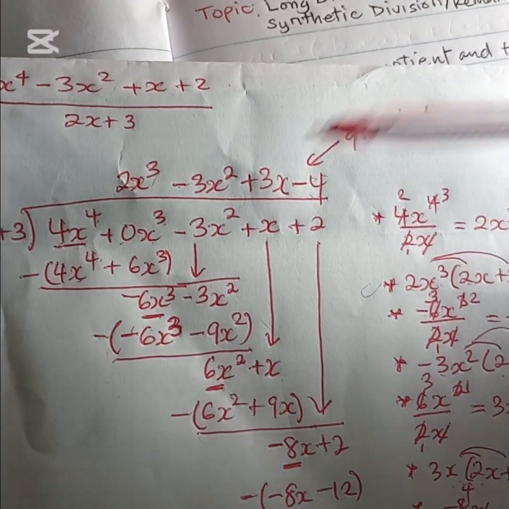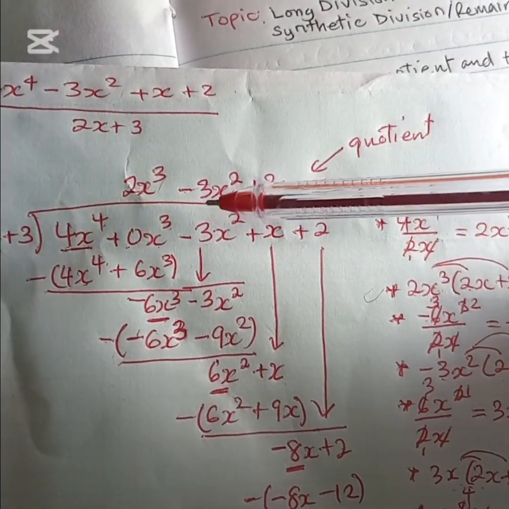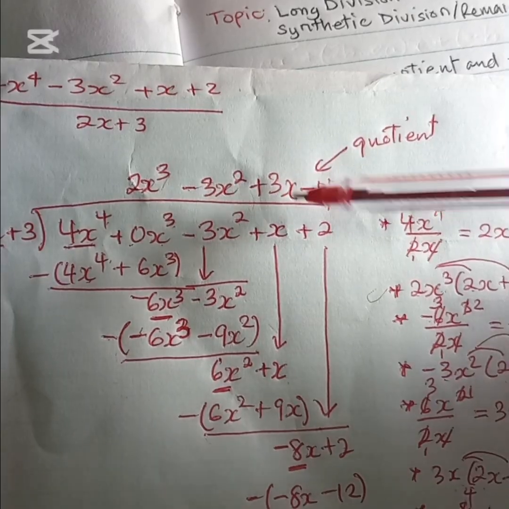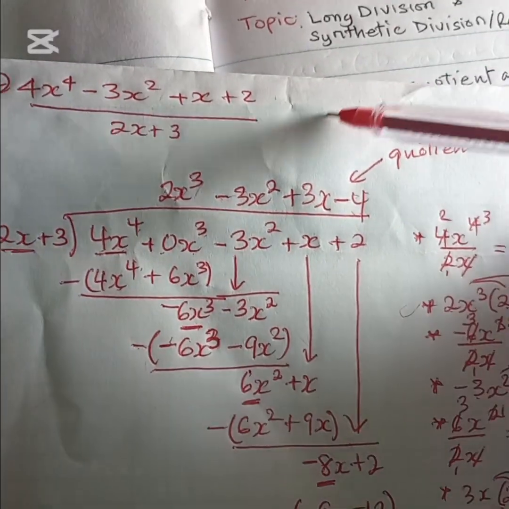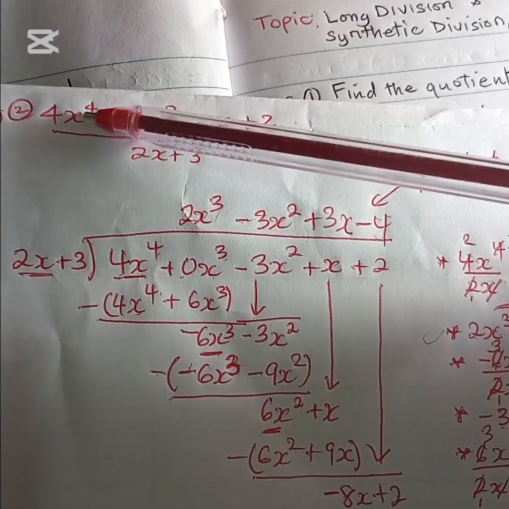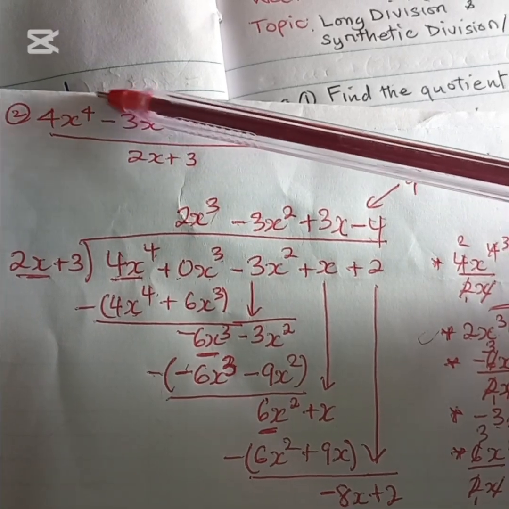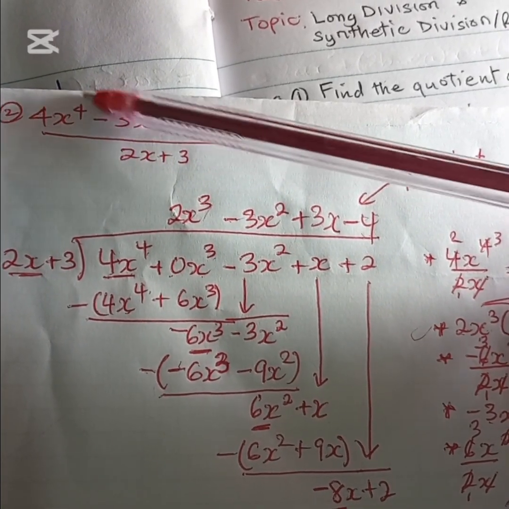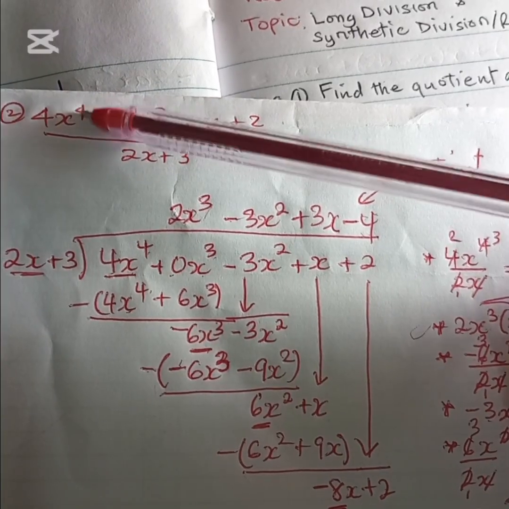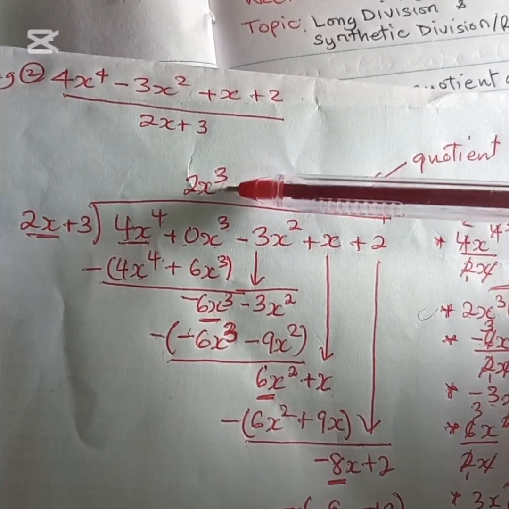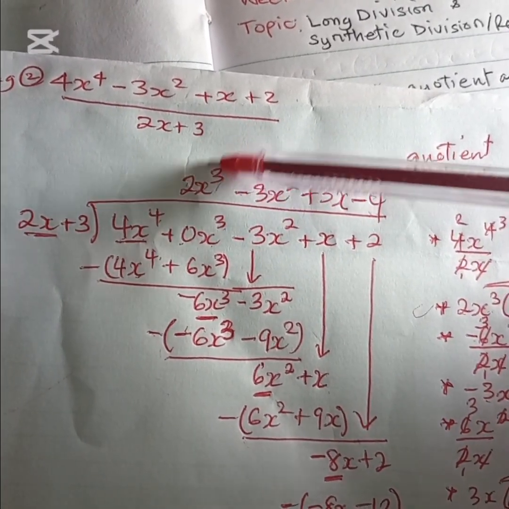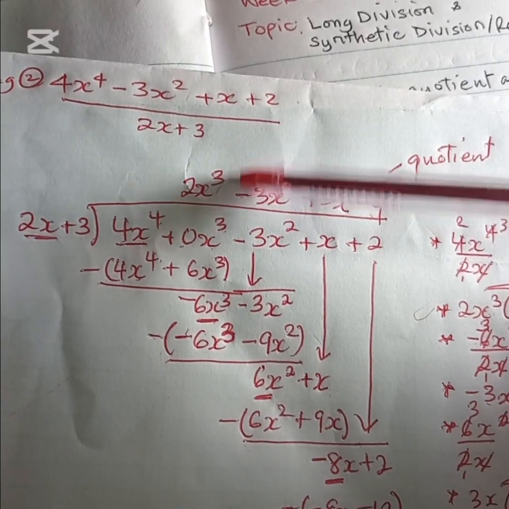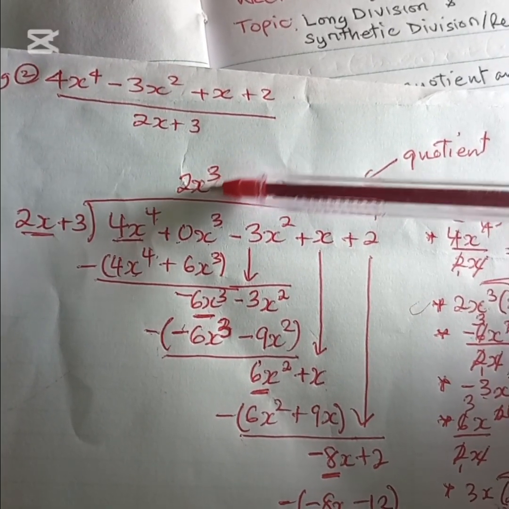And our quotient is 2x cubed minus 3x squared plus 3x minus 4. Take note, since our dividend is of the degree 4, meaning the highest power is 4, our quotient must be of the degree 3, meaning its highest power must be 3.